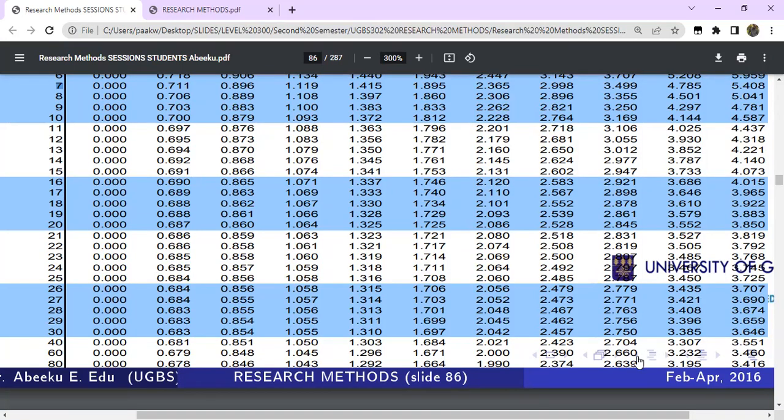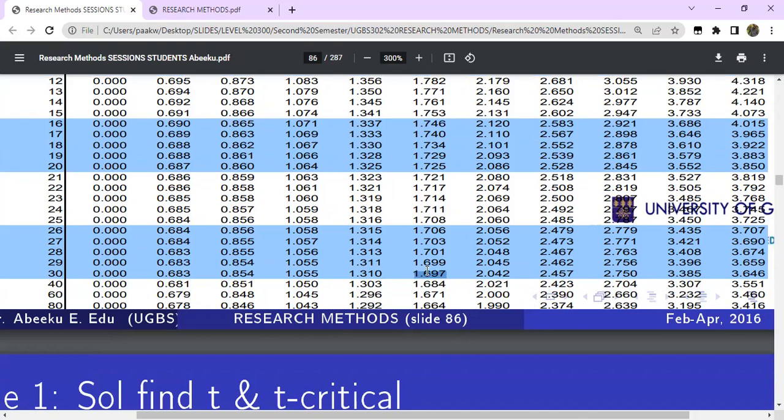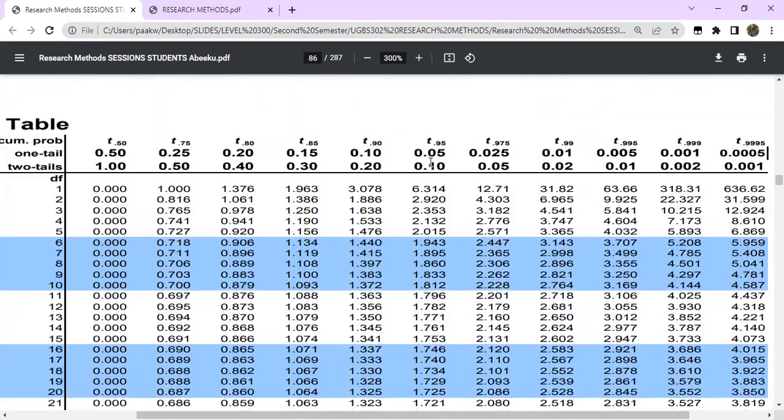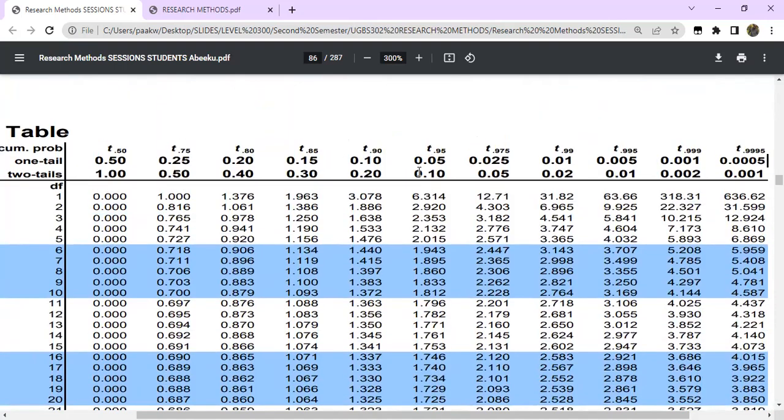1.697. Yes, good. Or 1.699. You see, they are all under the same column. So let's go up here: 0.05 and 0.1. Which one are we taking? You will take 0.05, because it's one-tailed.